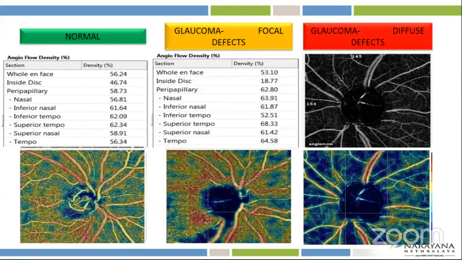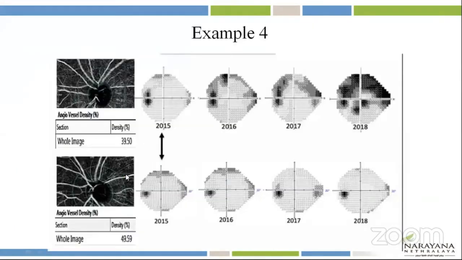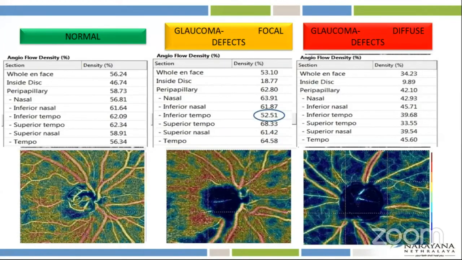When we compare all these side by side, putting the severity side by side, we can see that this was the normal. Glaucoma showed a focal defect and a diffuse defect on the OCTA.